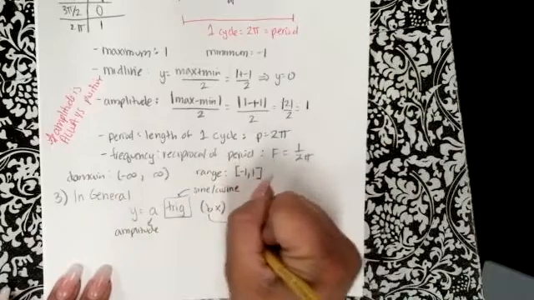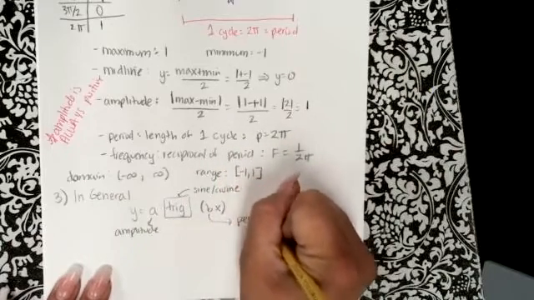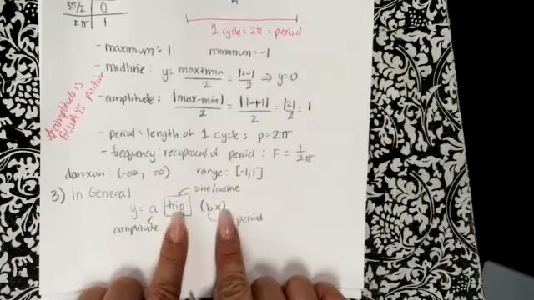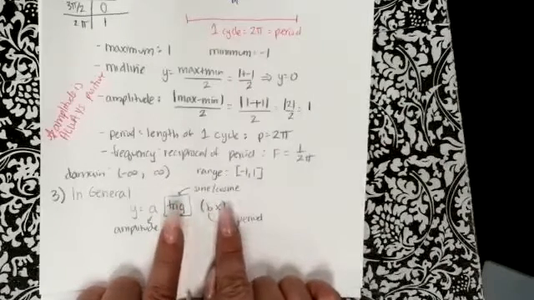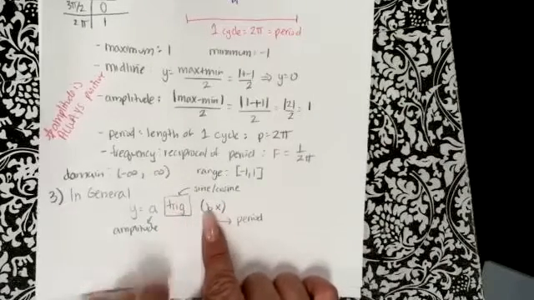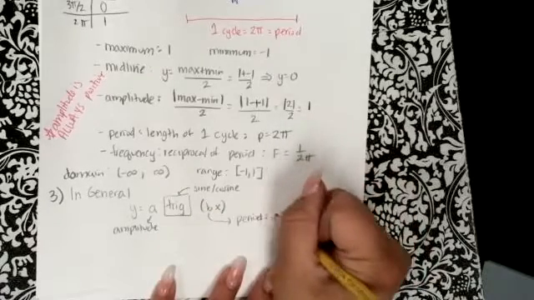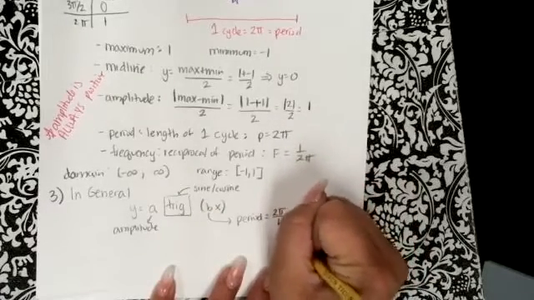And then the period is going to be determined by the value between the trig and the variable, the argument. Whatever number that is, the period is going to be equal to 2 pi divided by b.